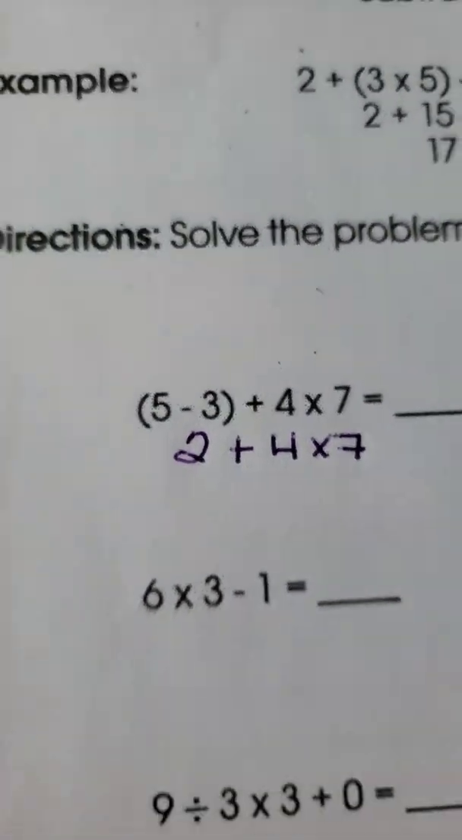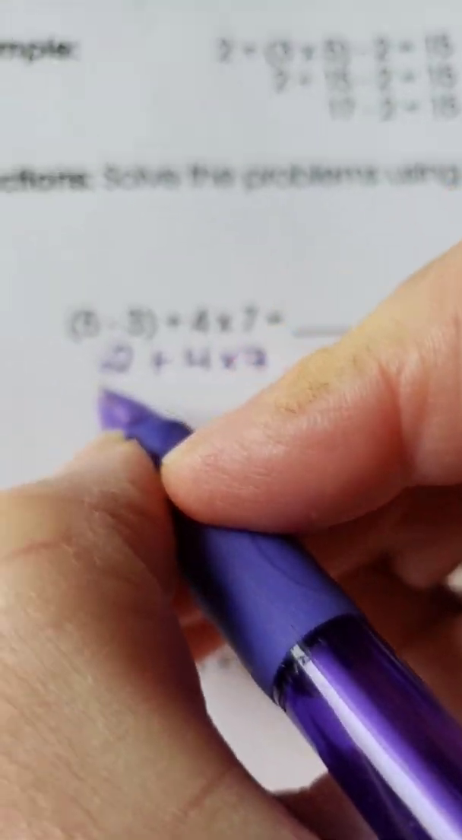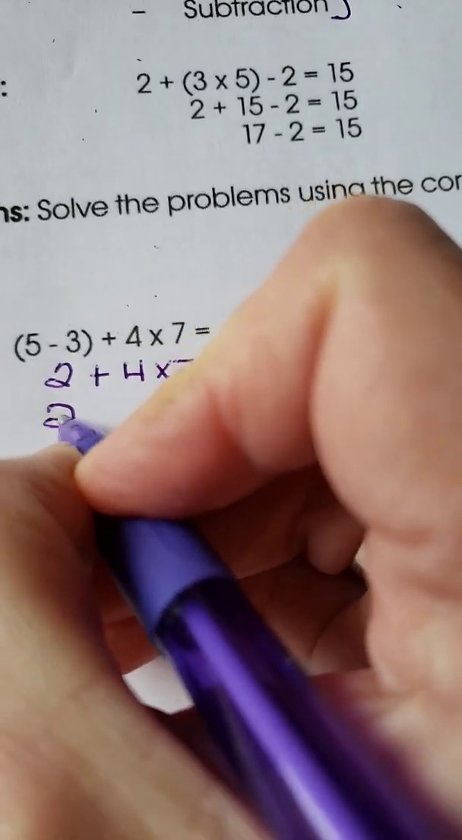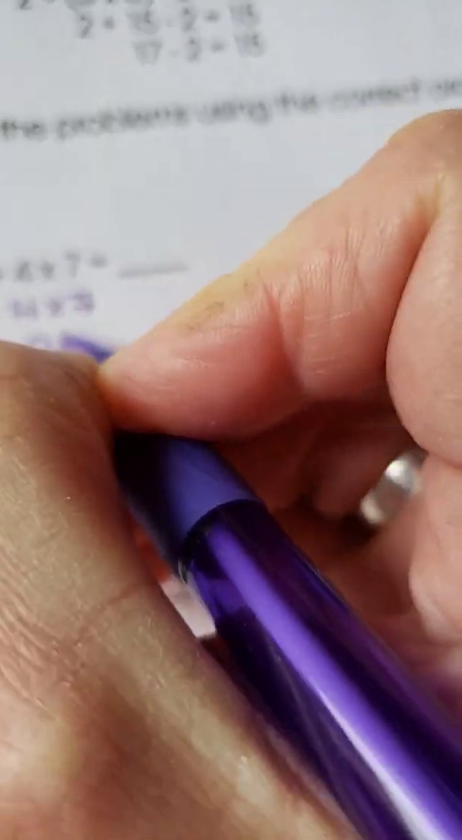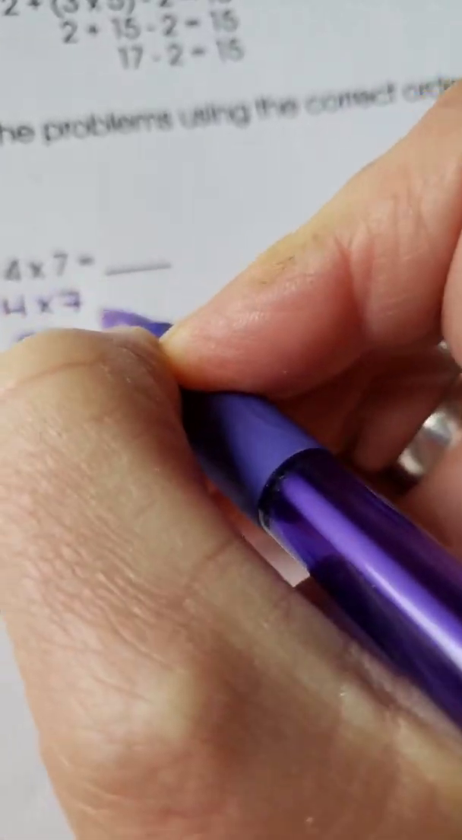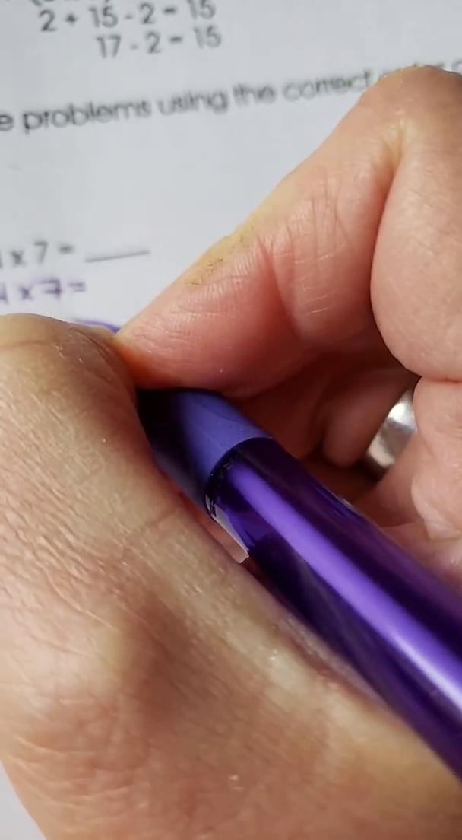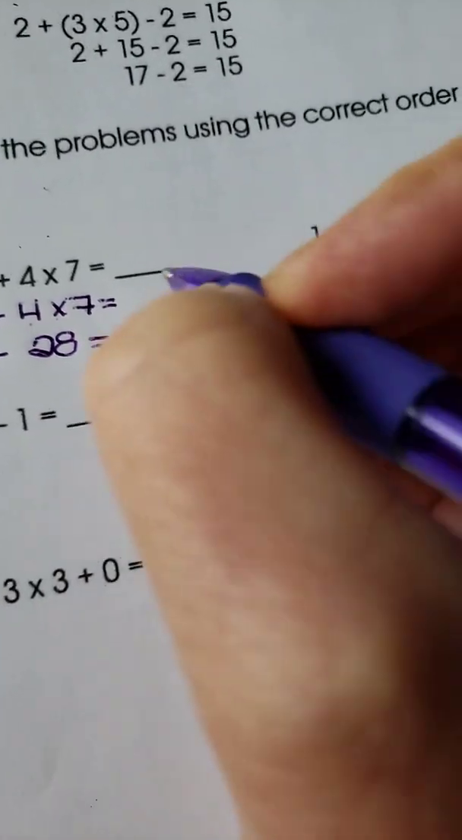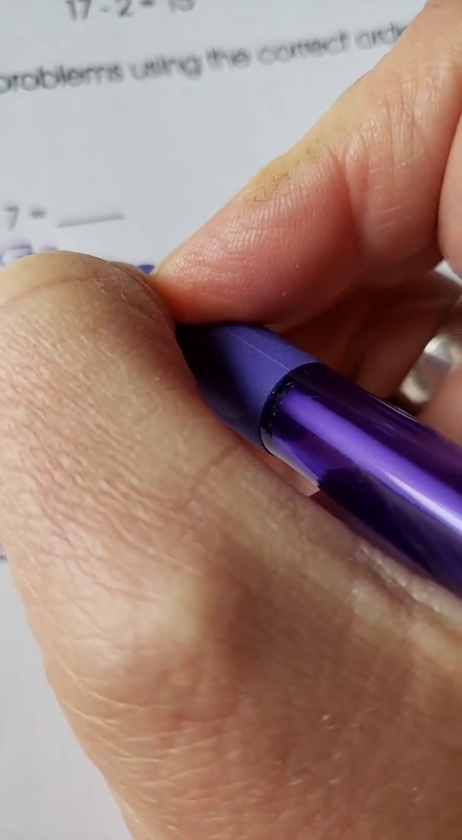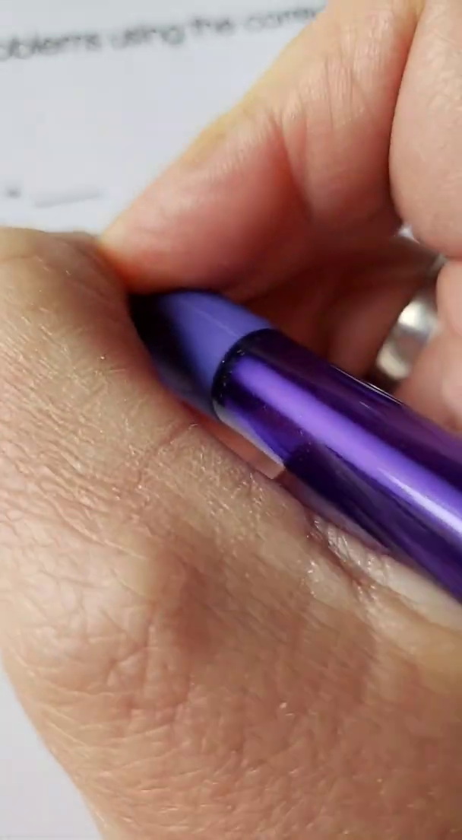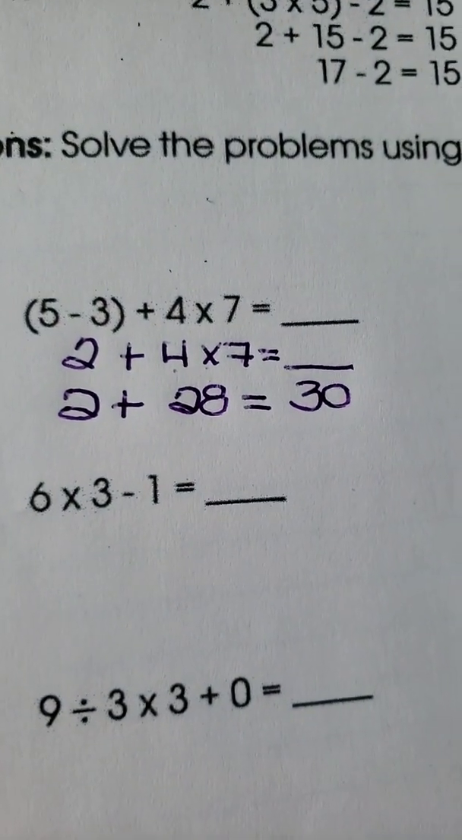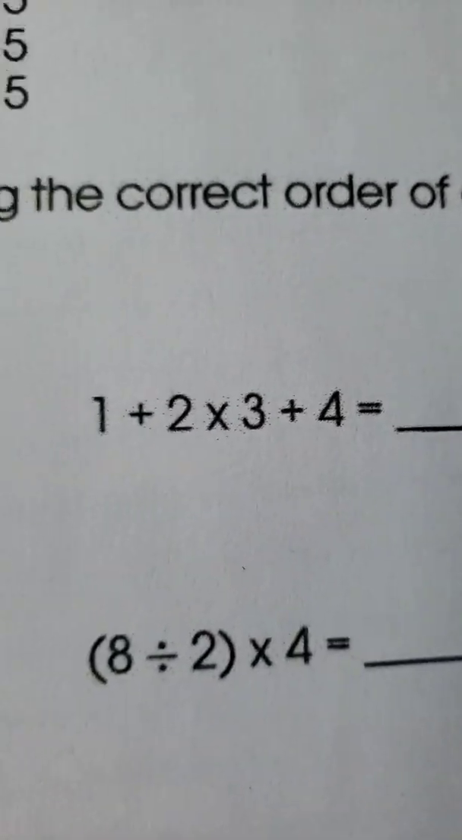So we're going to write the 2 down, plus the answer to 4 times 7 is 28, 4 groups of 7. Sorry, and I forgot to put my equal signs there. And then the answer to 28 plus 2 is 30. And that should just be a line there. Okay, so let's take a look at the next one.